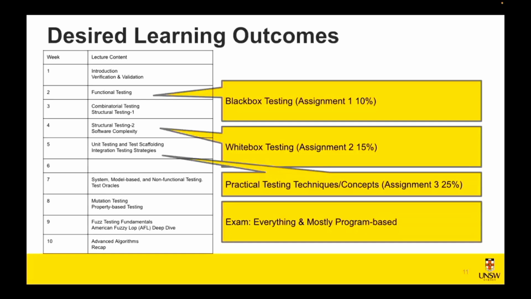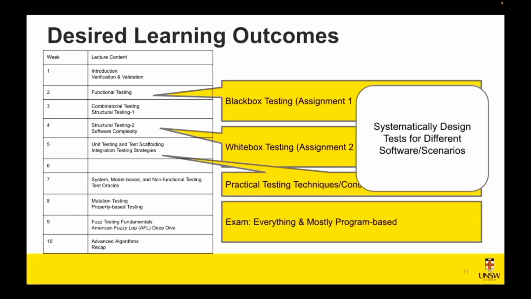Let's come back to the course plan and outline and discuss the desired learning outcomes. These are some expectations for you. If you have finished the course successfully, what you will learn is how to systematically design tests for different software and different scenarios. For different targets, we have different strategies to design tests.